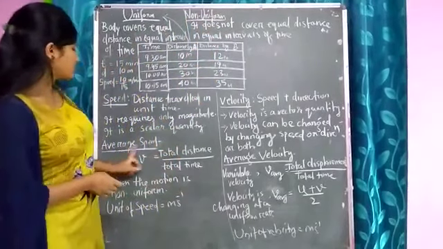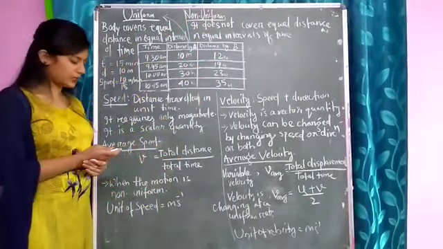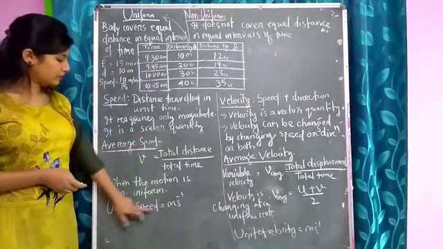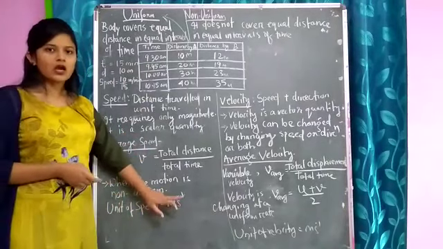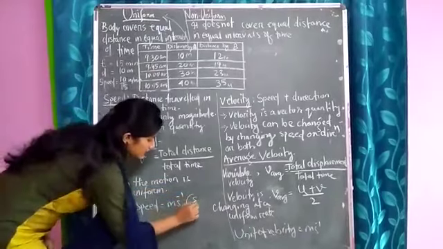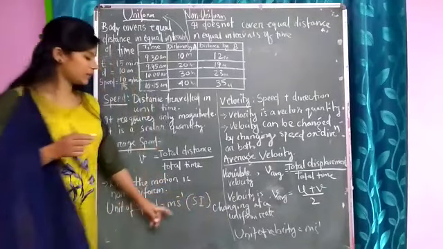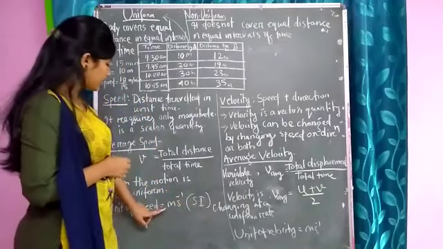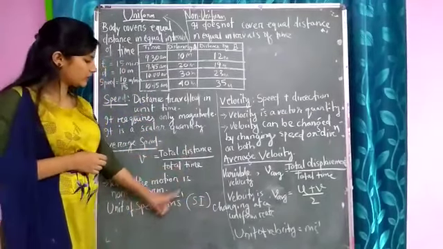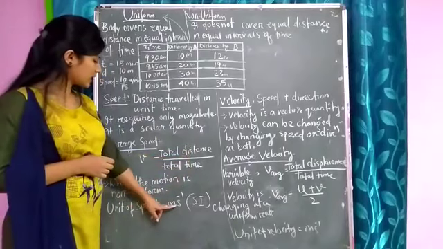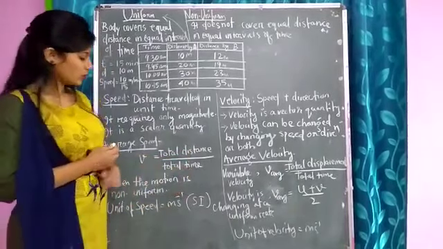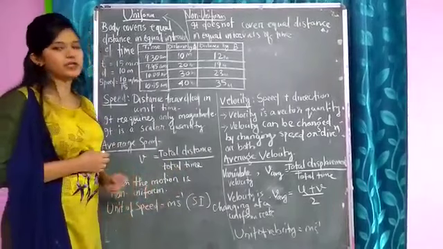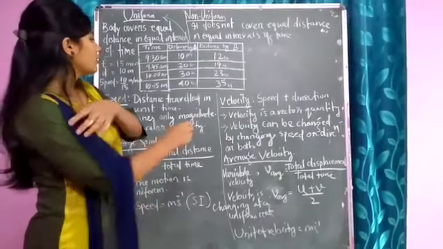Then what is the unit to measure the speed? The unit will be meter per second, which is an SI unit. That means we are taking this unit universally. Meter is for distance and second is for time. So the unit of speed is meter per second.